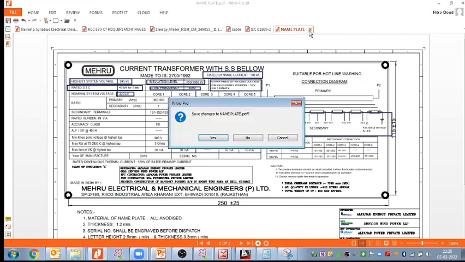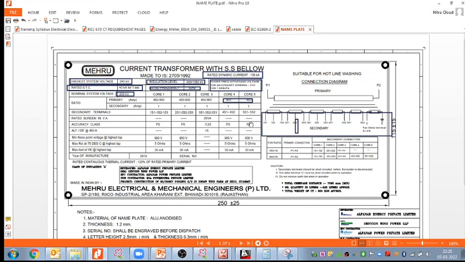So let us go to the next: CT core selection and their calculations.